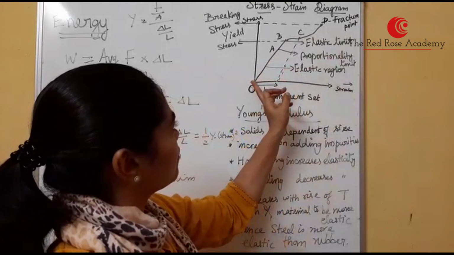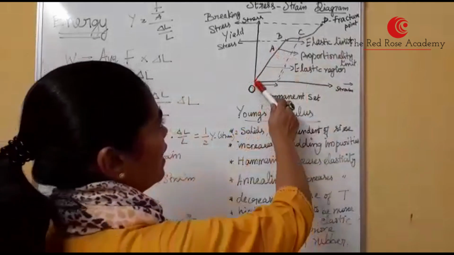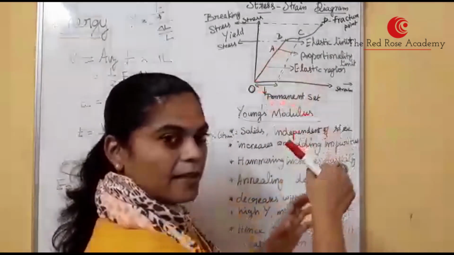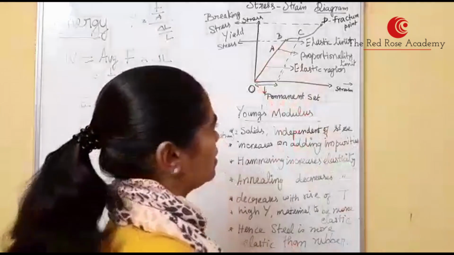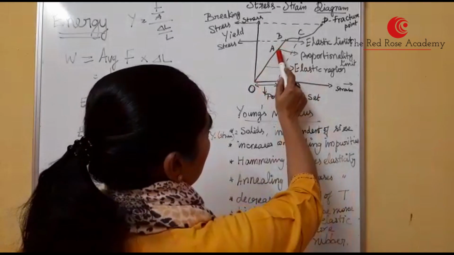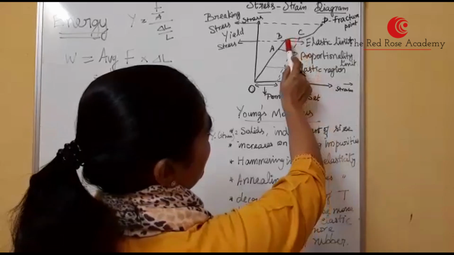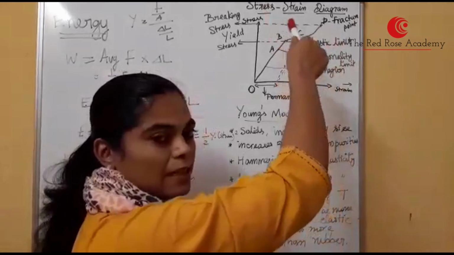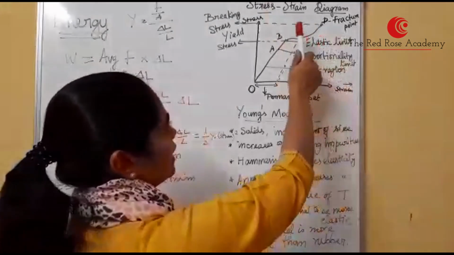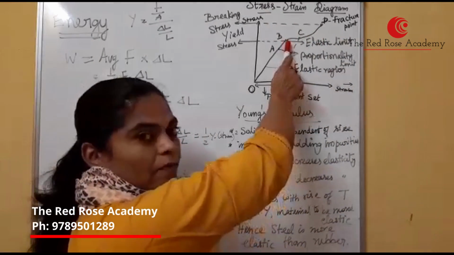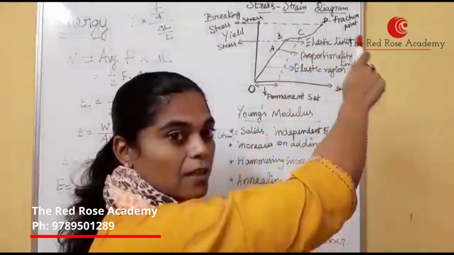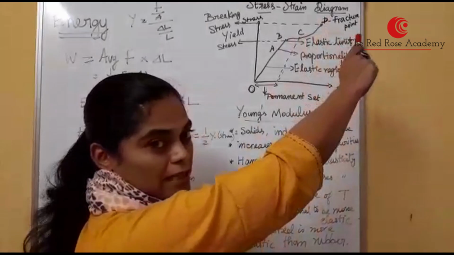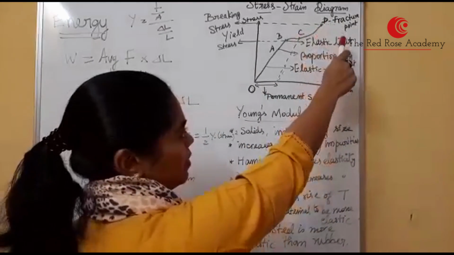So from O to A, this is the elastic region. Until this point, the metallic wire is more elastic in nature. After point A, it reaches the proportionality limit. After that the elasticity decreases a little bit, and then it reaches B, which is the elastic limit. After that it doesn't have any elasticity, so it loses its elastic property.